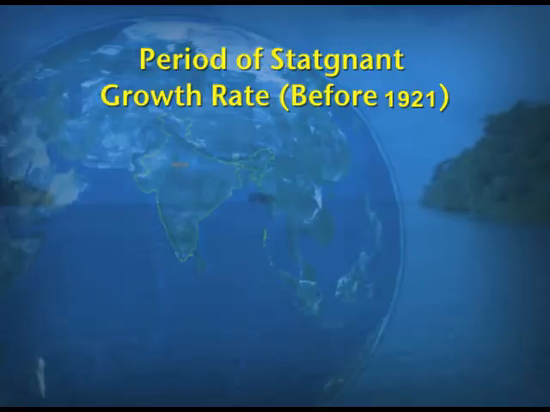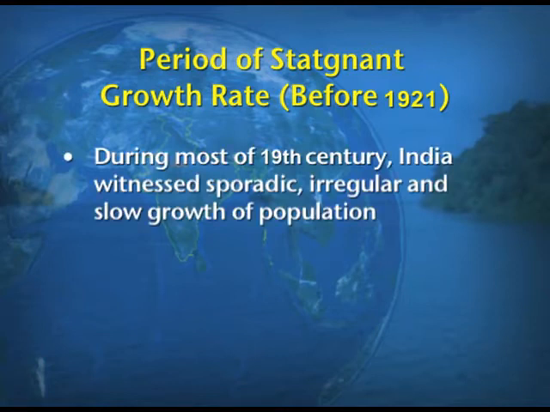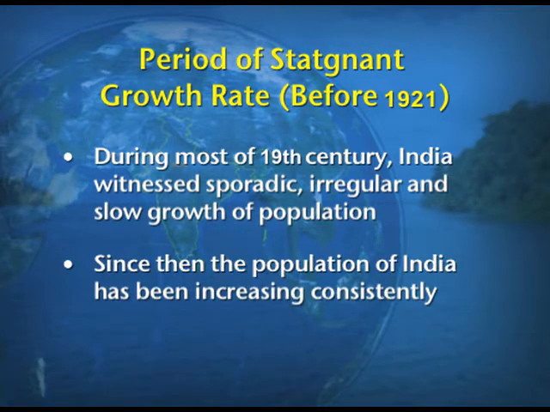Now, first we take up the period of the stagnant growth rate. As I have told you, this is the period before 1921. During most of the 19th century, India witnessed irregular and slow growth of population. Since then, the population of India had been increasing consistently.